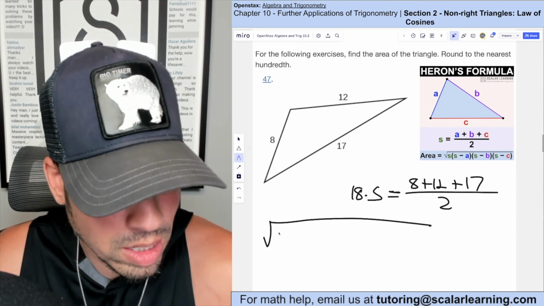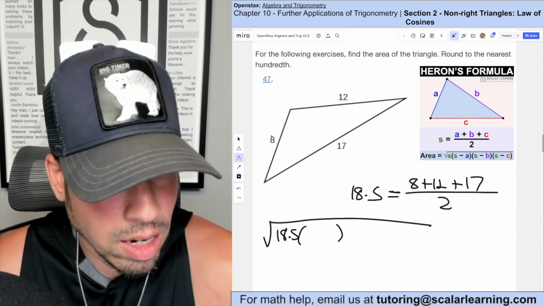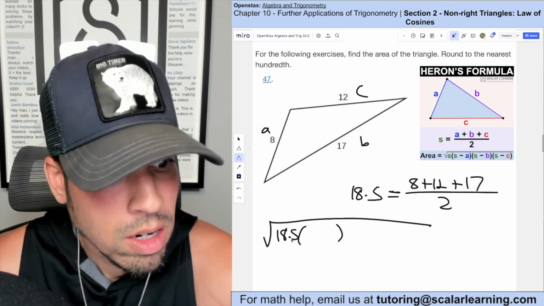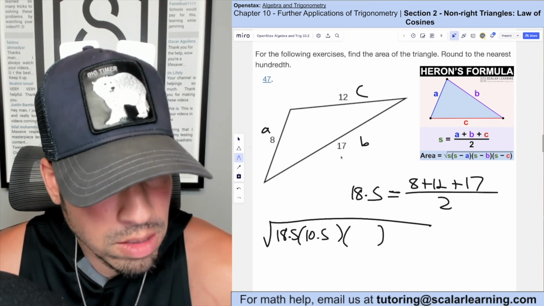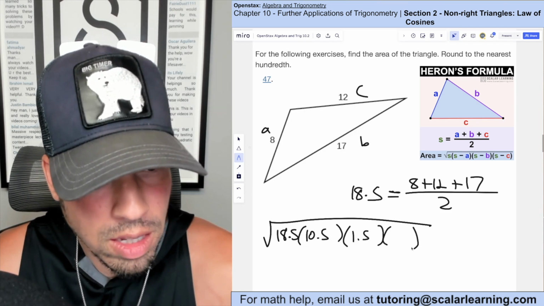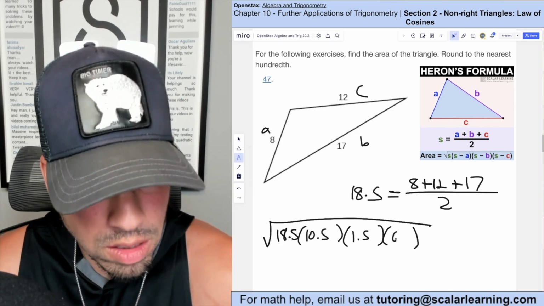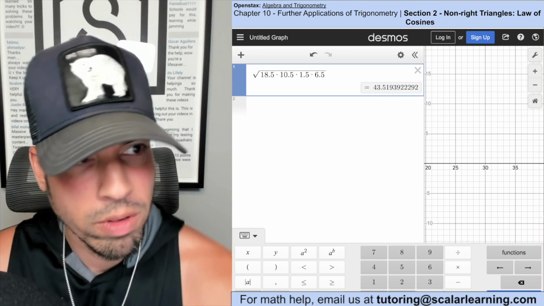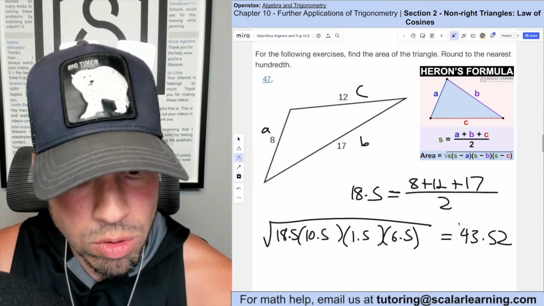So you can see we get S, which is 18.5 times S minus A. We'll just call this A, B, and C. It's arbitrary, right? But we'll just go with that. So 18.5 minus 8 is 10.5 times S minus B. 18.5 minus 17 is 1.5. And then the S minus C, 18.5 minus 12 is 6.5. All right, let's plug it into Desmos. And to the nearest hundredth, we get 43.52. So the area is 43.52 to the nearest hundredth.